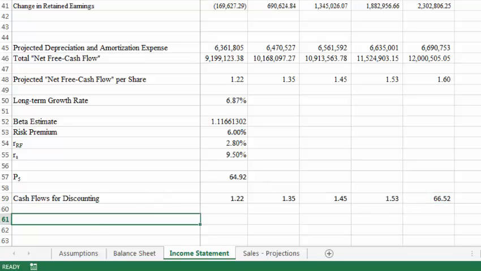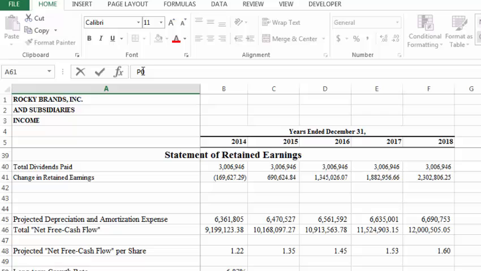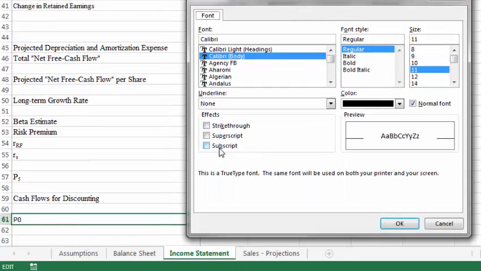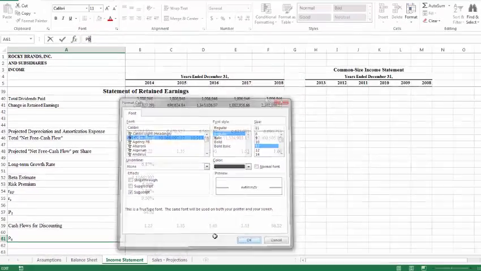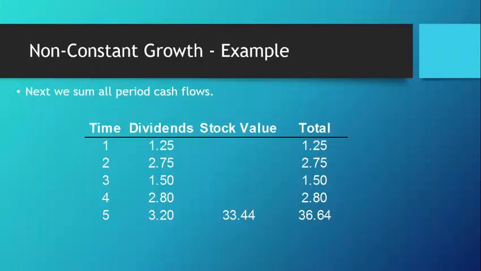And then I'm going to come down one more and say P0. Don't worry, I'm going to show you this one too. I just need to label it. So label what I'm going to be doing next. So far we've got all of those.